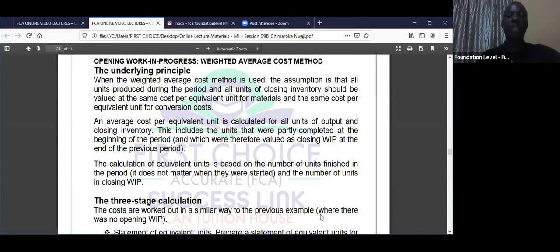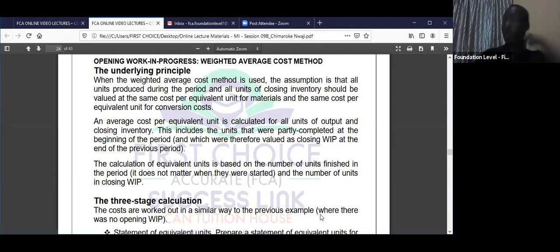What is the underlying principle here? When the weighted average cost method is used, the assumption is that all units produced during the period and all the units of closing inventory should be valued at the same cost per equivalent unit for materials and the same cost per equivalent unit for conversion. An average cost per equivalent unit is calculated for all units of output and closing stock.